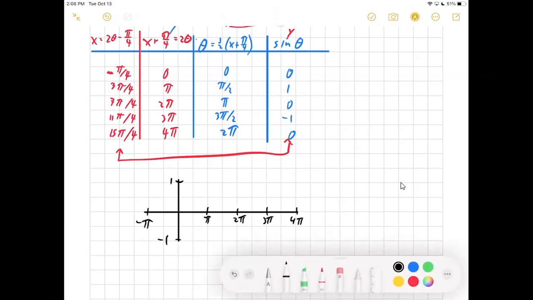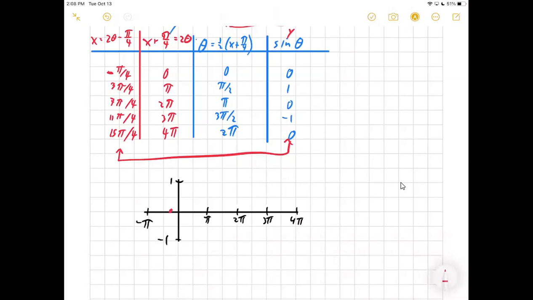Okay, so let me go plot the points now. Pi/4 would be half of a unit to the left. In this case, it's -pi/4, 0. The first point goes there. Second point is at 3 pi/4 and 1. So that goes all the way up to there. The next one is at 7 pi/4, so just short of 2 pi, and that's back down to 0. And then if we go over to the next one, just short of 3 pi, we're down at -1. And then just short of 4 pi, we're at 0 again. So that's what the curve would look like.